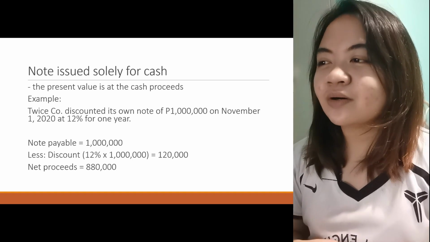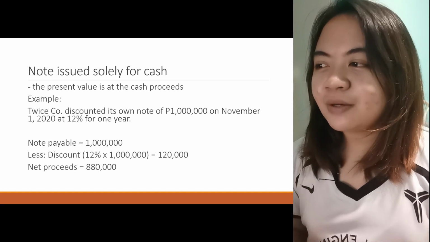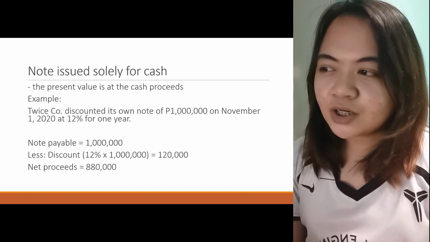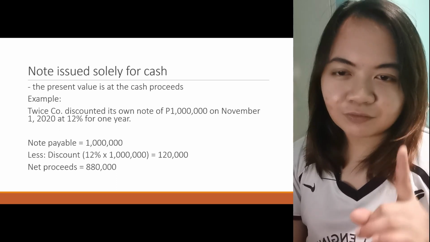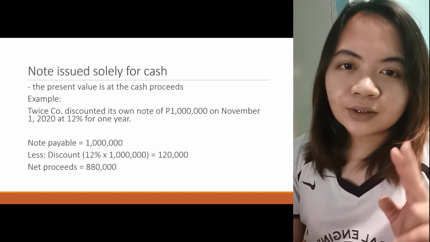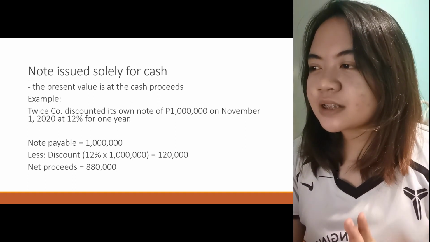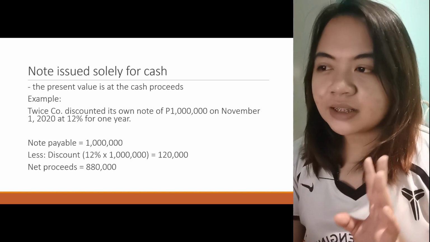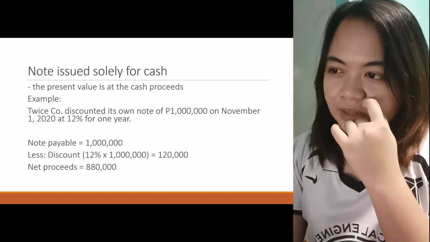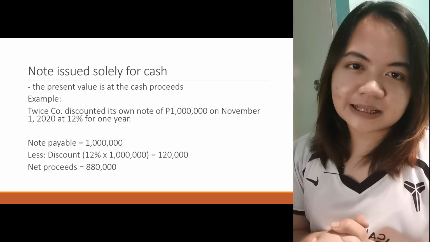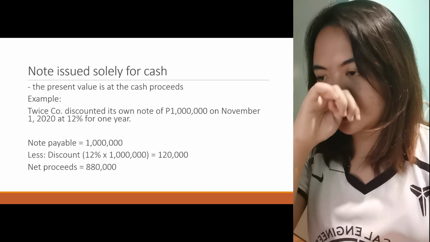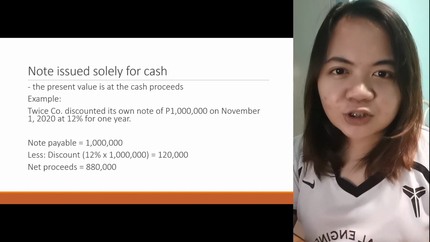Okay, so for example, Twice Co. discounted its own note at 1 million on November 1, 2020 at 12% for 1 year. So, diniscount daw yung 1 million. So, paano gagawin? You have note payable face amount of 1 million, then you less the discount. Okay, if nakakita ka ng word na discounted, di-discount mo. Okay, how do you do that? You just get the 12%. Okay, that's the interest times 1 million. You get 120,000. Okay? Then, less mo lang siya. The net proceeds is 880,000. So, that's the cash proceeds. Okay, 880,000. Discounted kasi siya eh. Okay. The 120,000 is actually for a year.